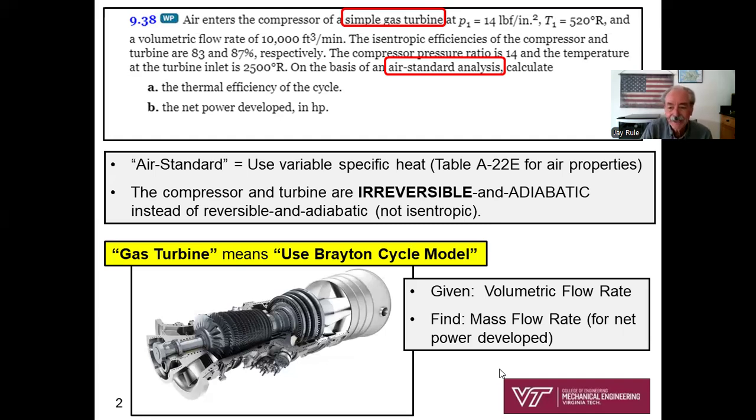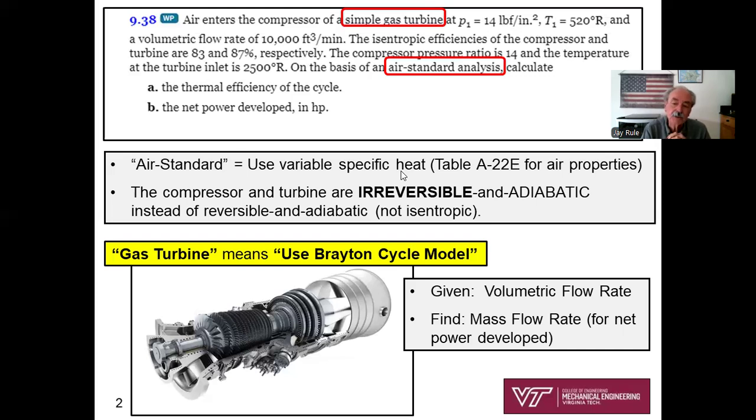When you see the phrase air standard, that's your key to realize that you're going to be using air as an ideal gas with variable specific heat. Now, the translation of that is that you use table A22, in this case A22E for English units, to determine the air properties. For this problem, the compressor and turbine efficiencies are given.